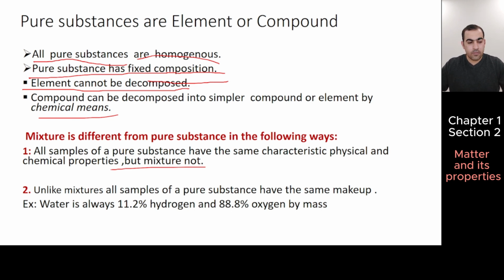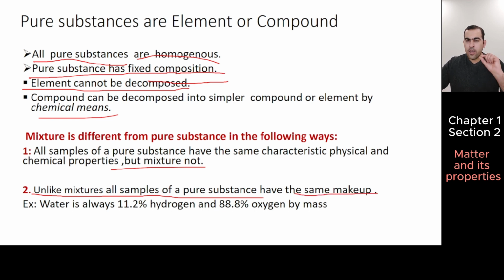For example, you have different samples. You are going to prepare a sand and water mixture. If you prepare two samples, they're going to be different in what? In components, in physical and chemical properties. Okay, unlike mixtures, all samples of a pure substance have the same makeup.